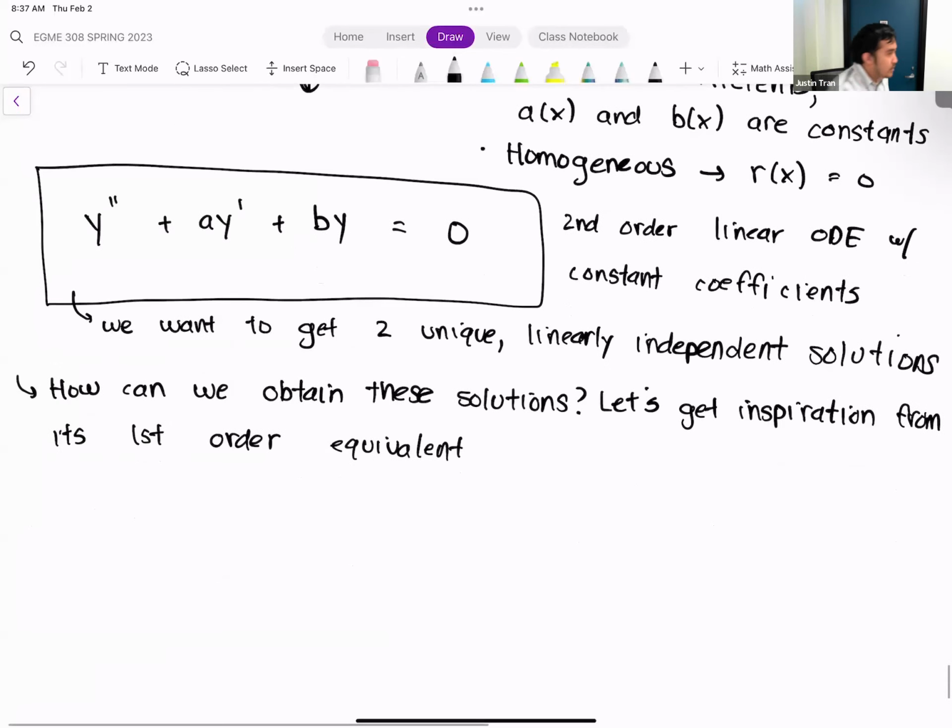Because first order equations, I'd say we have a lot more robust methods for solving these equations. So if we look at a first order differential equation with constant coefficients and see what its solution looks like, then we can use that as inspiration for our second order equation. Okay. So a first order differential equation with constant coefficients looks like this.